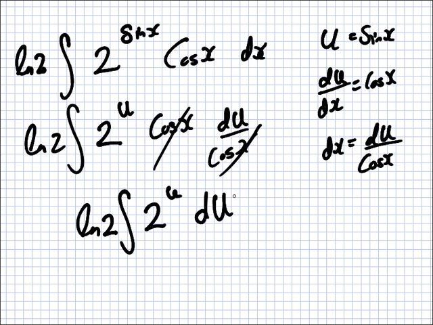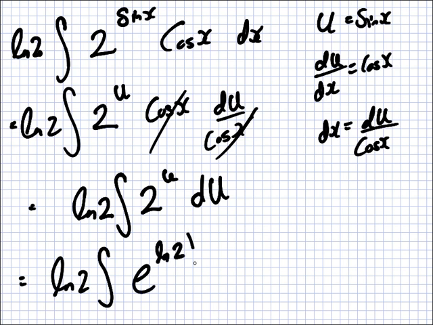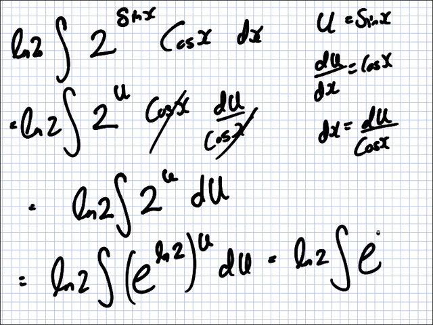Now, have we done the integration of 2 power u? I don't think we have. We haven't. We've done the differentiation, but we haven't done the integration. But it's not as big a deal as you think, because what you can do is this. You can change this into log 2 integrate e power log 2 u, because e power log 2 is the same as 2. If you don't believe me, you can test it out. So that's du. So that means log 2 integrate e power log 2 times u du.